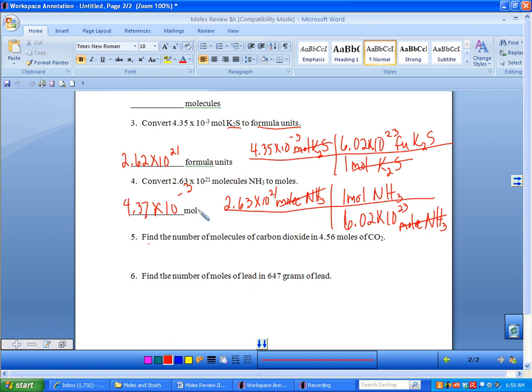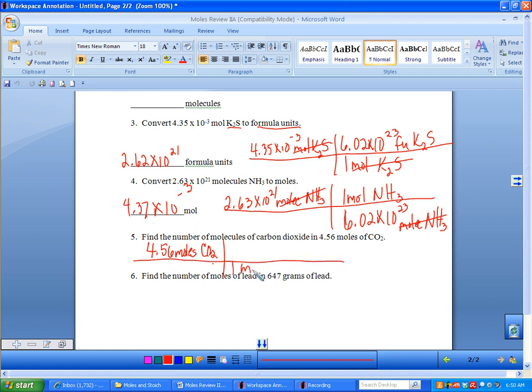Number 5 says find the number of molecules of carbon dioxide in 4.56 moles of carbon dioxide. So I have 4.56 moles of CO2. CO2, that looks like a 2. And I want to convert that to molecules.